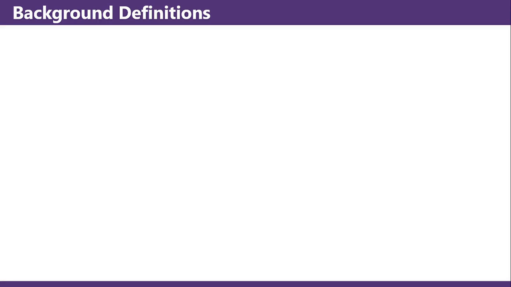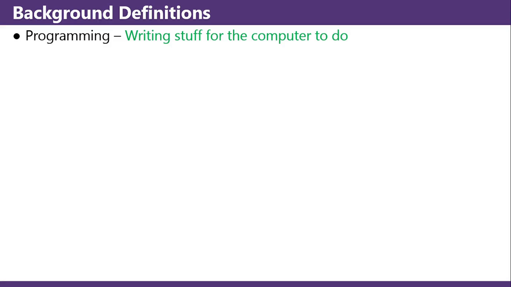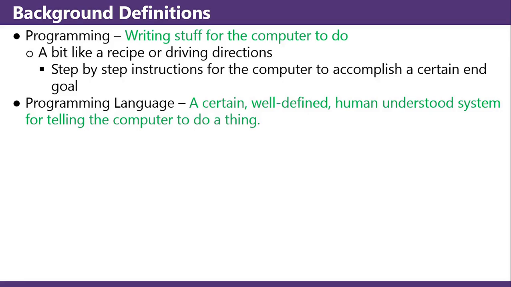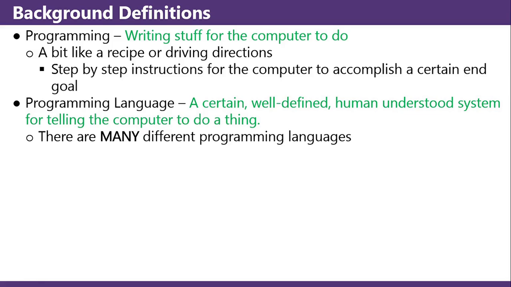A few background definitions. Programming is writing stuff for the computer to do, a bit like a recipe or driving directions. It's step-by-step instructions for the computer to accomplish a certain end goal. A programming language is a certain, well-defined, human-understood system for telling the computer to do a thing. There are many different programming languages.